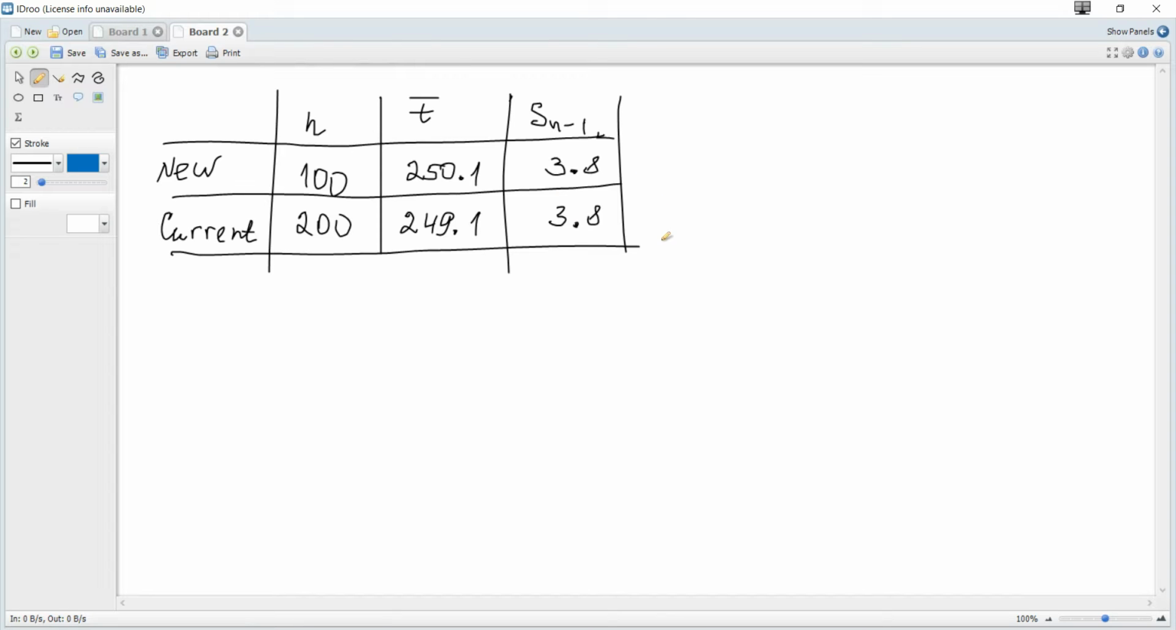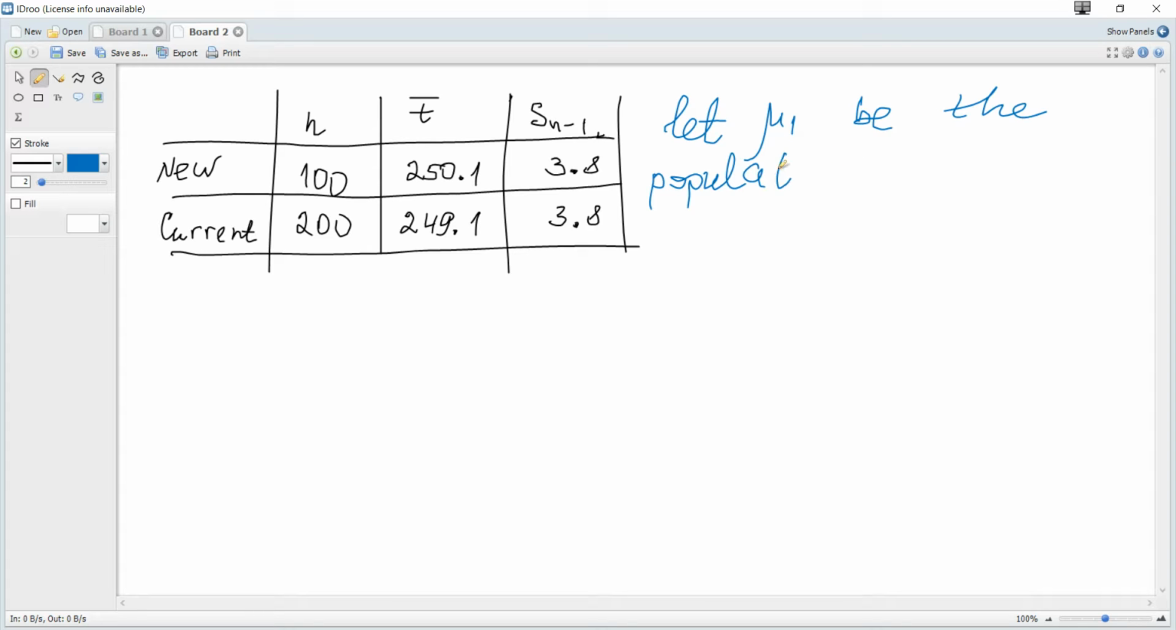So let mu1 be the population, and actually it's a test to compare population means, and it's very important to emphasize that it's about population means.